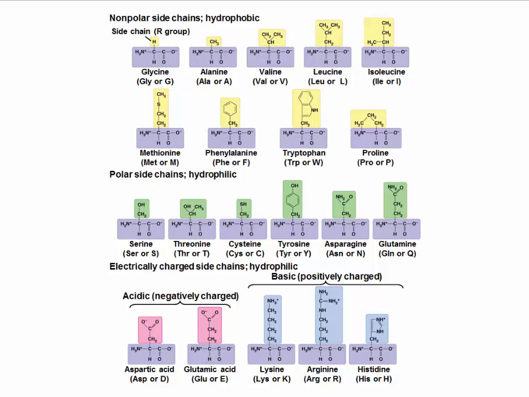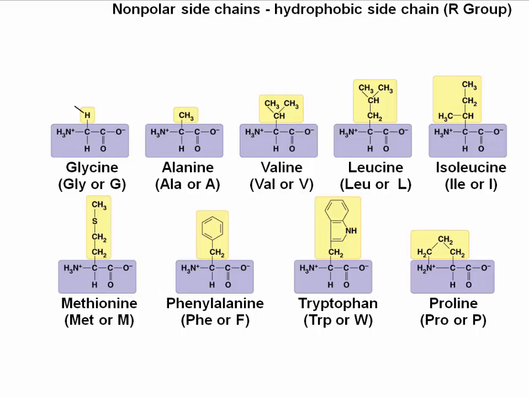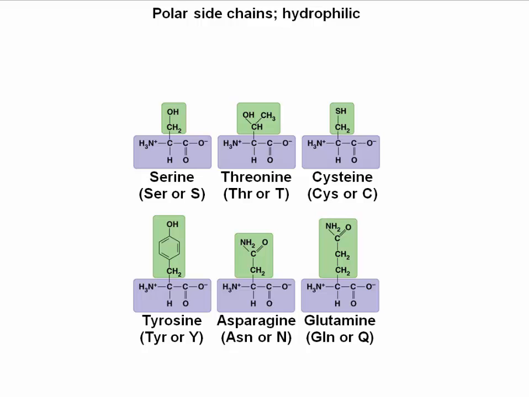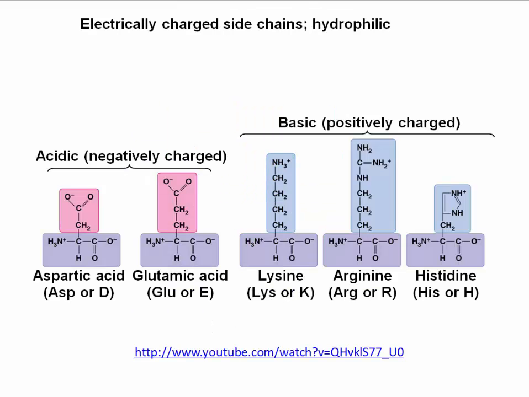So the reason we have different side groups is that proteins can therefore do a whole host of different functions, because then they can actually do many things. So here are the nonpolar side chain amino acids. They're all hydrophobic. Okay. And then here are the polar side chain amino acids. They're all hydrophilic. And here are the electrically charged side chains. These are all hydrophilic. And actually, I have this link, which I don't know will work or not today, but I can try it.